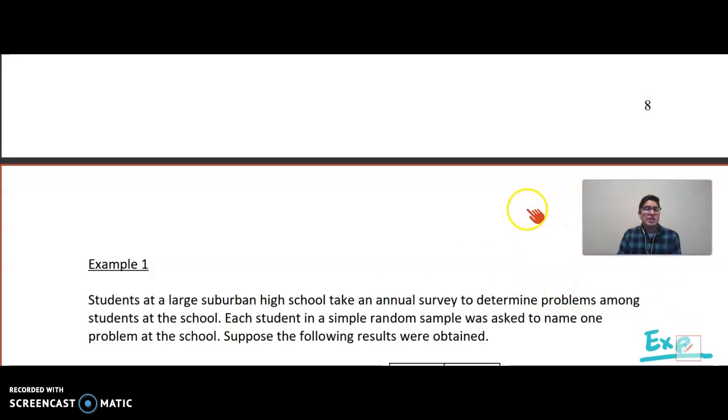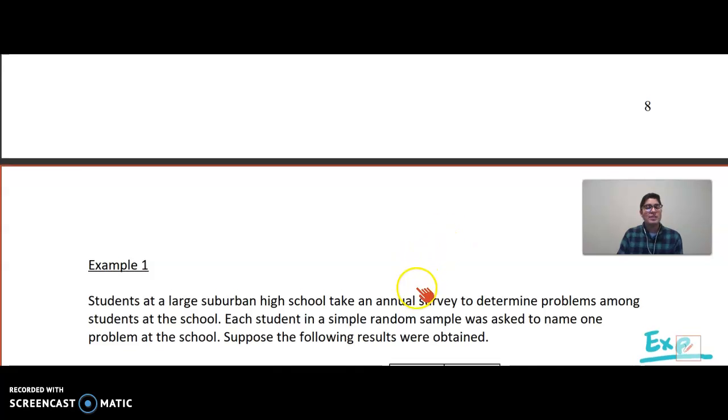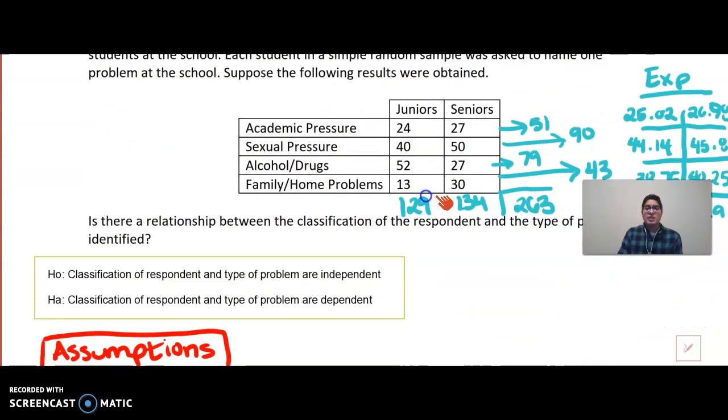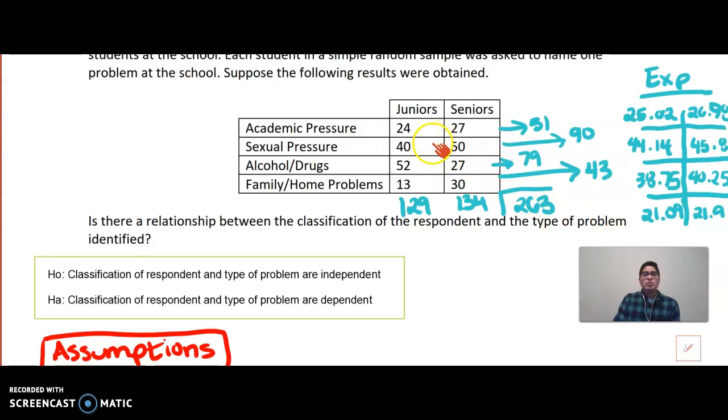Students at a large suburban high school take an annual survey to determine problems among students at the school. Each student in a simple random sample was asked to name one problem at the school, and the following results were obtained. So here I'm looking at my juniors and seniors. 24 juniors felt that there was academic pressure, 27 seniors felt that there was academic pressure, giving me a total of 51 students who thought there was academic pressure. And same thing, each of these rows gives me a new total. And then it appears that I have 129 juniors in my sample and 134 seniors in my sample to give me a total of 263 students who were interviewed in this sample.